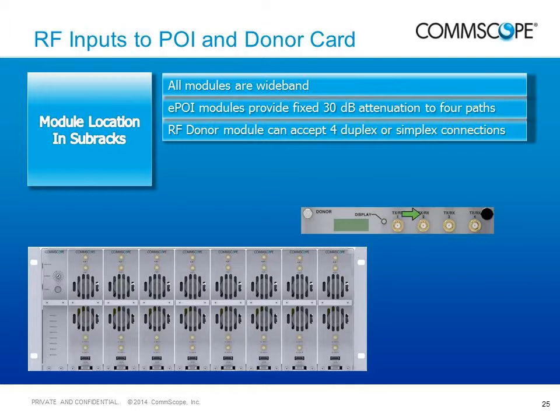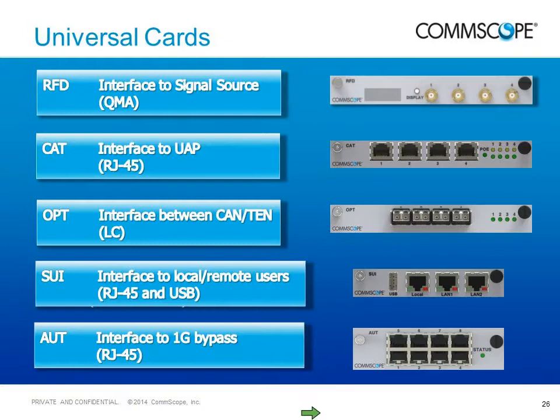These are the universal cards. We have 5 cards available for ION-E. First, we have the RF donor card, which is the interface to the signal source. That's where we receive the signal and then convert that to software domain, which is the key to the ION-E flexibility. CAT card is the one that provides the interface to the UAPs, provides both the data and the power over Ethernet to the UAPs.